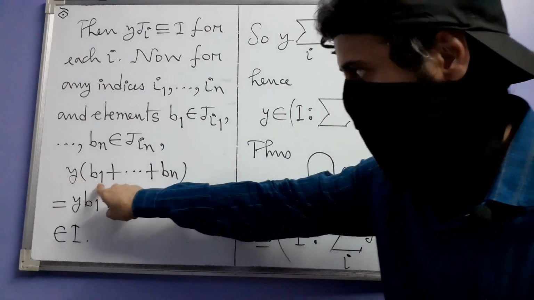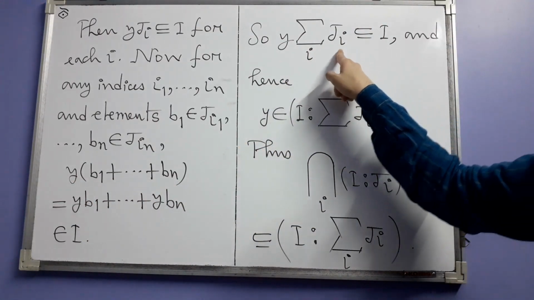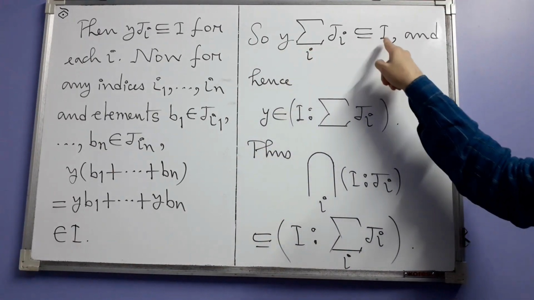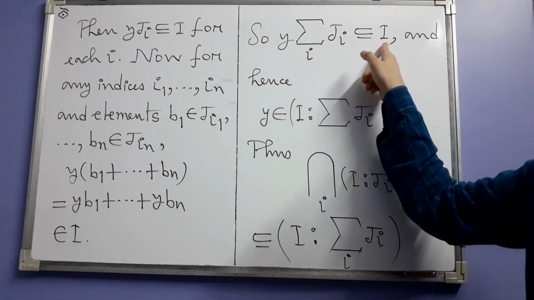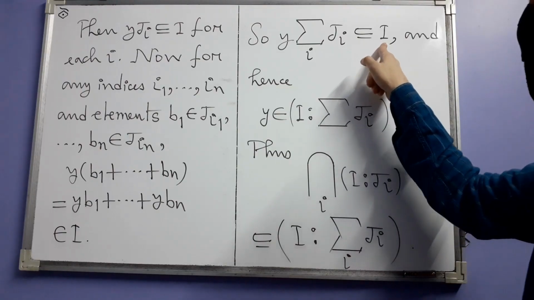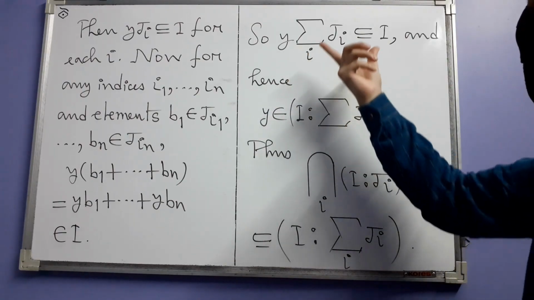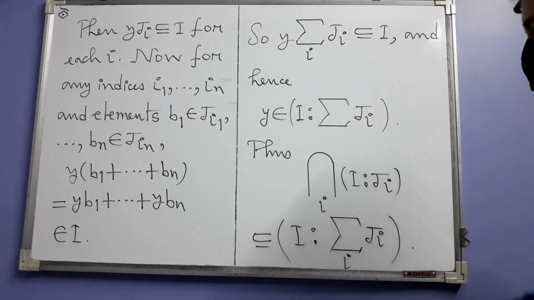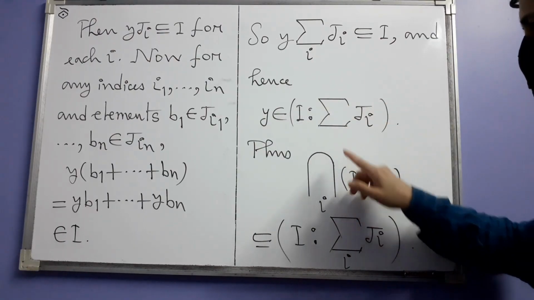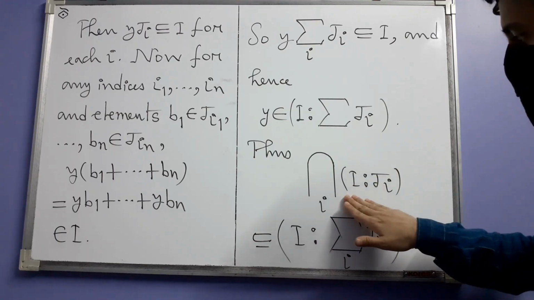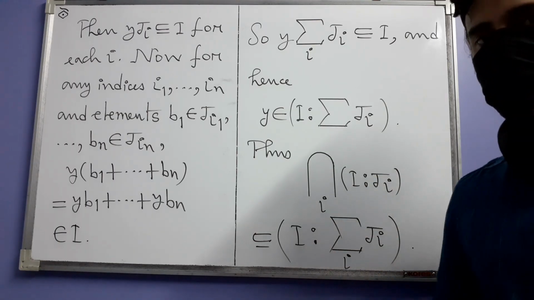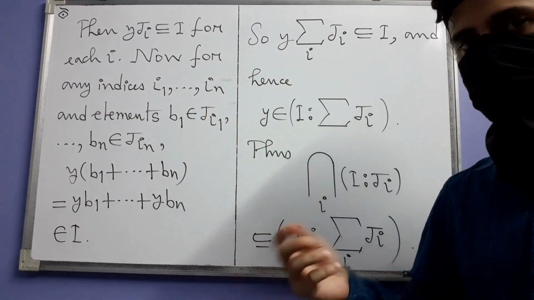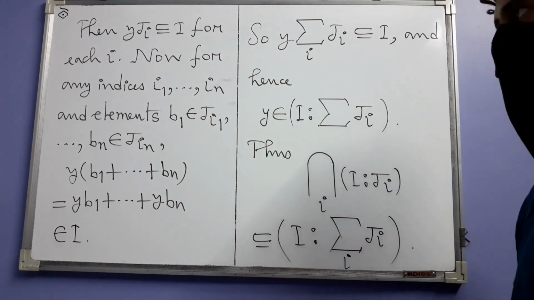So y times a general element of this sum is in I, and that's why y times this is contained in I. But then by the definition of ideal quotient, y belongs to the ideal quotient of I and this ideal. So any element in this intersection is also here. So this is also a subset of this. Combining this containment and the previous one, which is its opposite, you have equality.